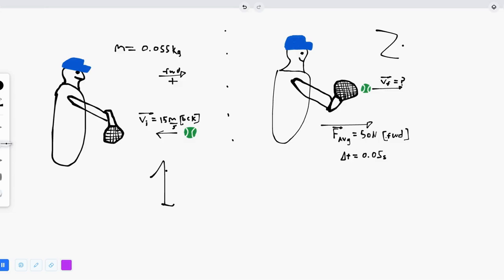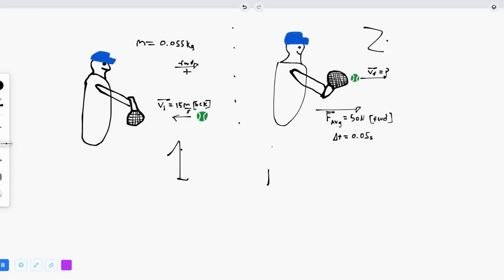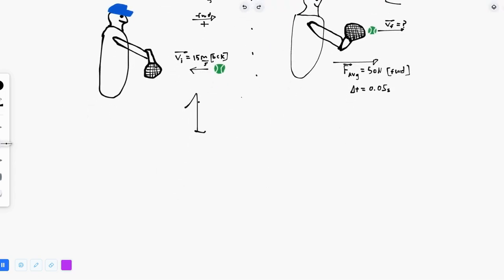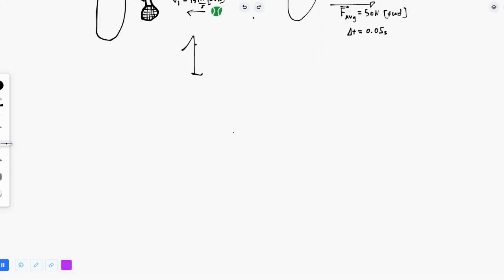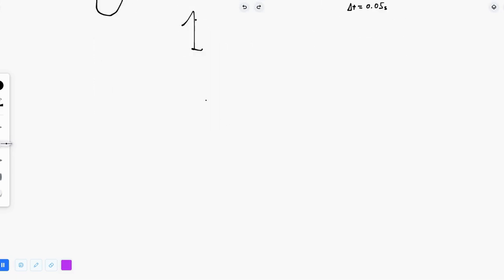So we know the force is in the forward direction, which means our final velocity is probably going to be in the forward direction as well, but we don't know for sure. We'll be able to tell with whether our answer is positive or negative. So because we made forward positive, if our answer is positive, then the direction's forward, but if it's negative, that means our direction is backwards.